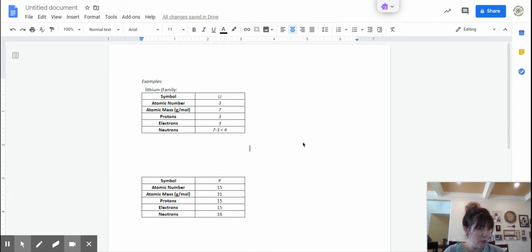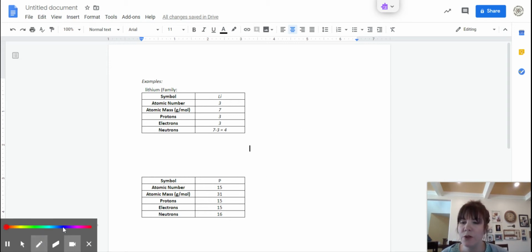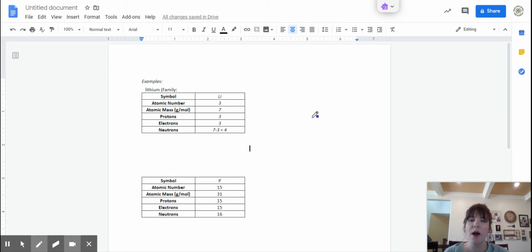I'm going to grab, hopefully my pen works here. Oh, it's not working. Okay, that is okay. I can make this work with this. All right, so what you're going to do is you are going to draw with your pen on a separate piece of paper, or whatever, the Bohr diagram for the ones listed. So this is my example of lithium.